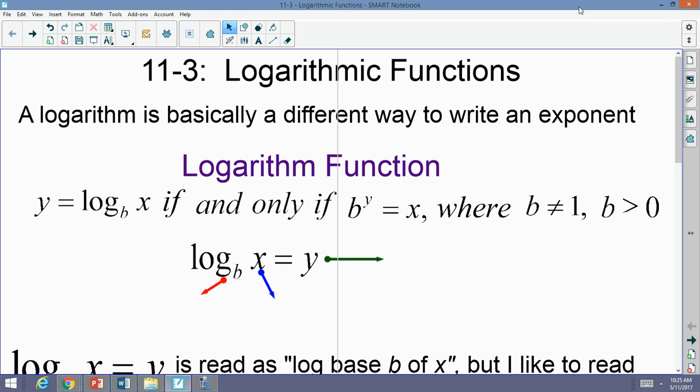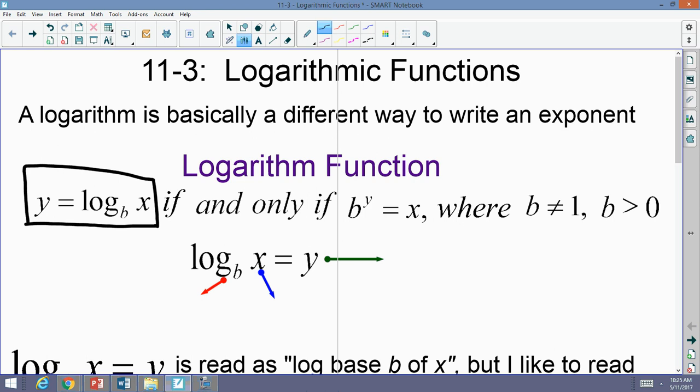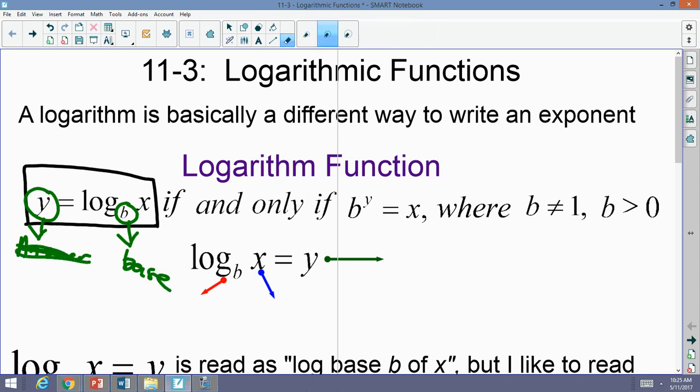Exponentials and logarithmic functions literally are inverses, okay? They're inverses. Let me explain how this works. A logarithmic function is defined by y equals log base b of x. Let's examine this for a second. It looks like this is my answer, right? This is my base, right? And actually, this is wrong. This is my exponent. And this here, x, is my answer.